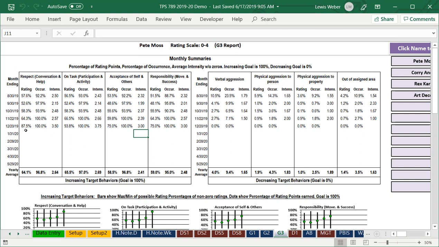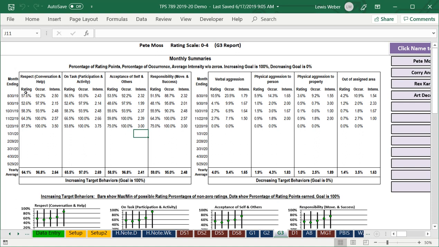Well, for December, 87.5%. So that means that the student earned 87.5% of all of the possible points. And again, the possible points is defined by the rating system, and it summarizes the rating percentages for that month. So how many points were earned based on a 0 to 4 rating system for each recording block. So in that case, 87%.